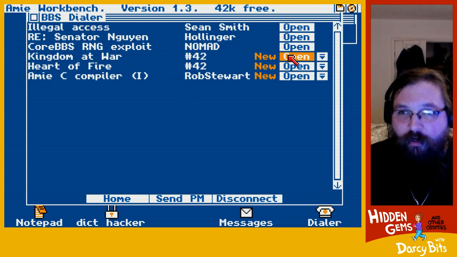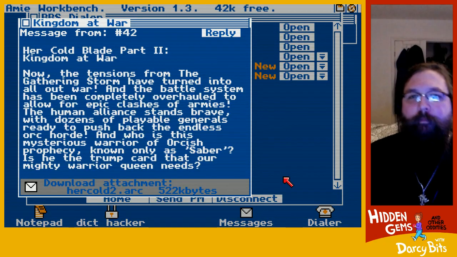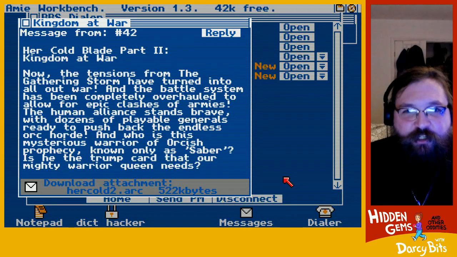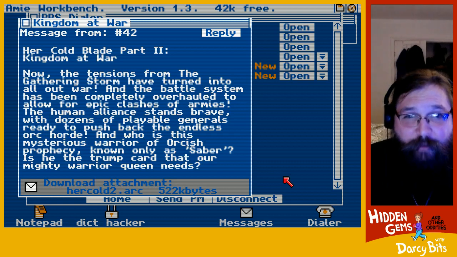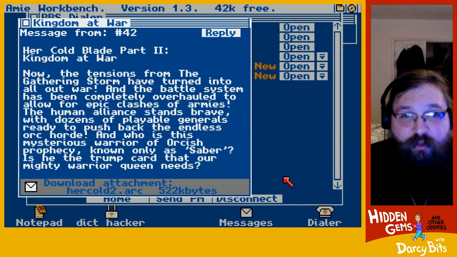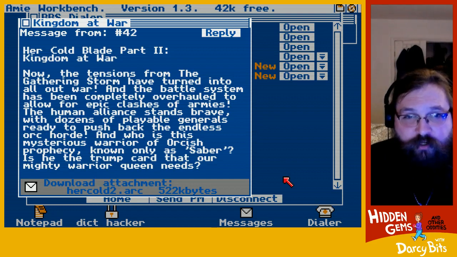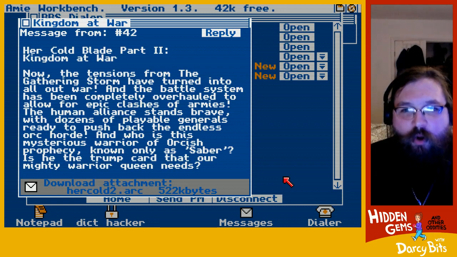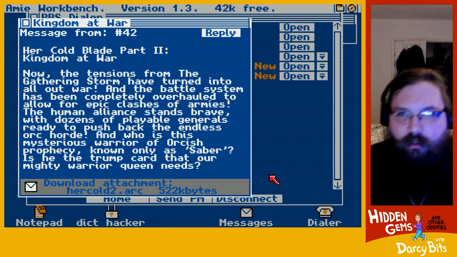Kingdom at War, number 42. Her Cold Blade, Part 2, Kingdom at War. Now, the tensions from the Gathering Storm have turned into all-out war, and the battle system has been completely overhauled to allow for epic clashes of armies. The Human Alliance stands brave, with dozens of playable generals ready to push back the endless Orc horde. And who is the mysterious warrior of Orcish prophecy, known only as Saber? Is he the trump card that our mighty warrior queen needs?